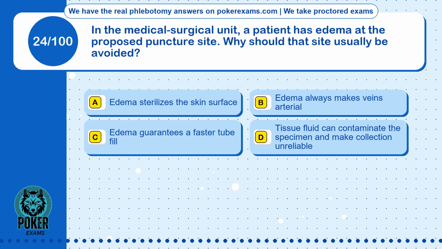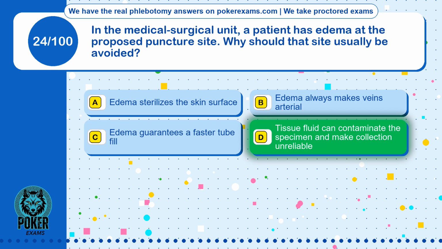Question 24. In the medical surgical unit, a patient has edema at the proposed puncture site. Why should that site usually be avoided? Option A. Edema sterilizes the skin surface. Option B. Edema always makes veins arterial. Option C. Edema guarantees a faster tube fill. Option D. Tissue fluid can contaminate the specimen and make collection unreliable.